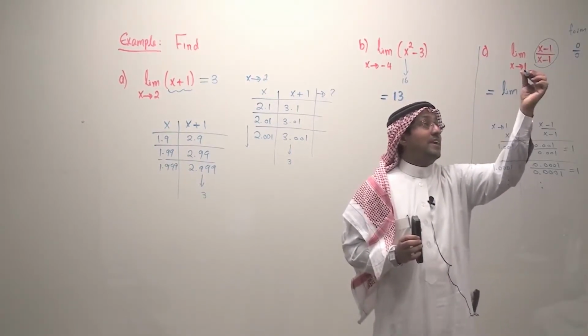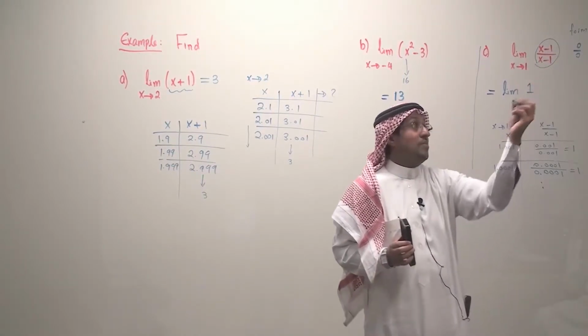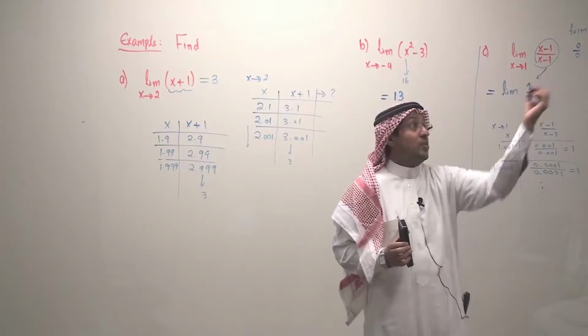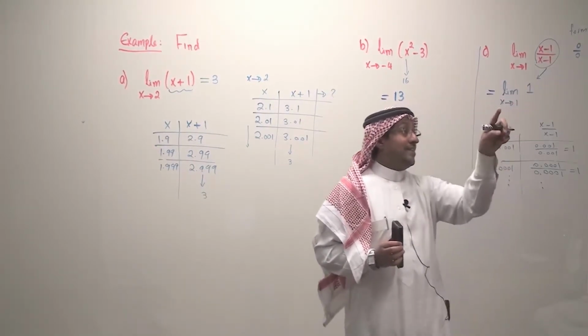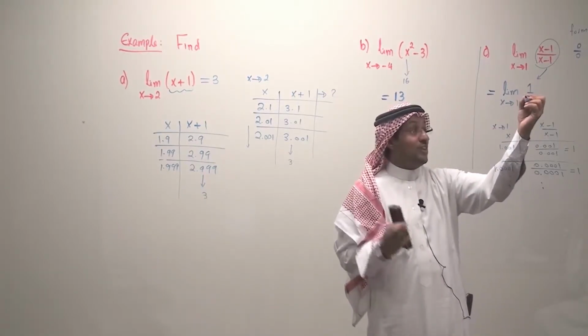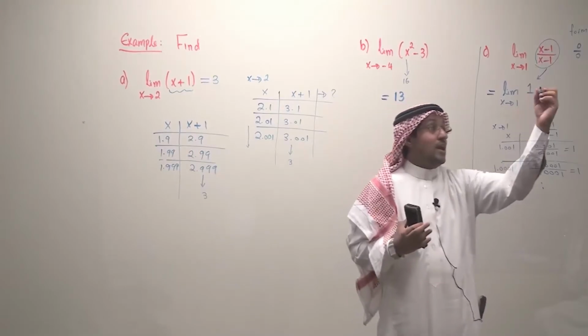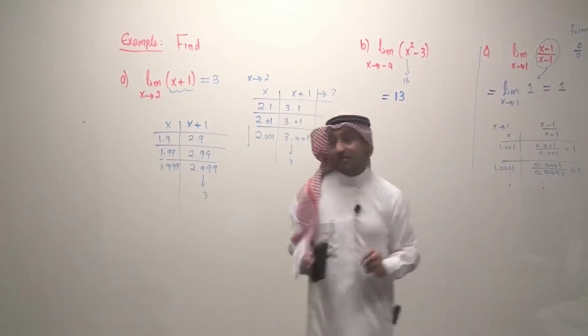Because here, x is not equal to 1. X is getting closer and closer to 1. So this quantity is basically 1, and we have here x goes to 1. So as x goes to 1, this value does not change, okay? It is fixed, it is always 1, and therefore, it's going to be just 1, okay?